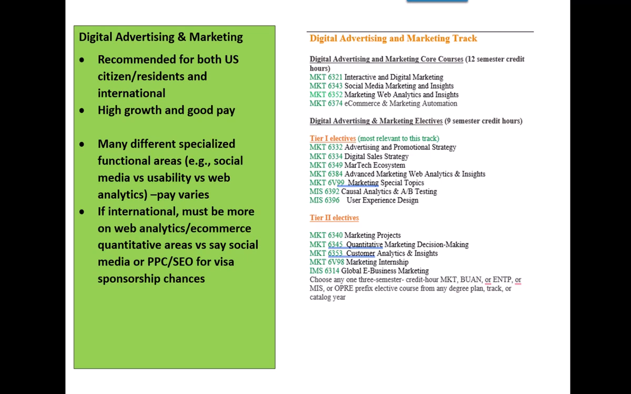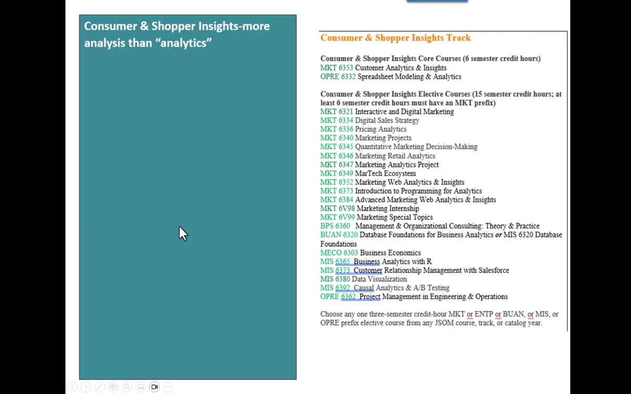So if you're an international student, you want to be more on the quantitative side, web analytics, e-commerce, versus, say, social media, PPC, or SEO. There's not a lot of statistics or math involved. There is some, and the more you have, the better. So, for example, this course here, Causal Analytics and A/B Test, does have quite a bit of statistics, and it does have some programming, too. So, these are things you need to read about each course.